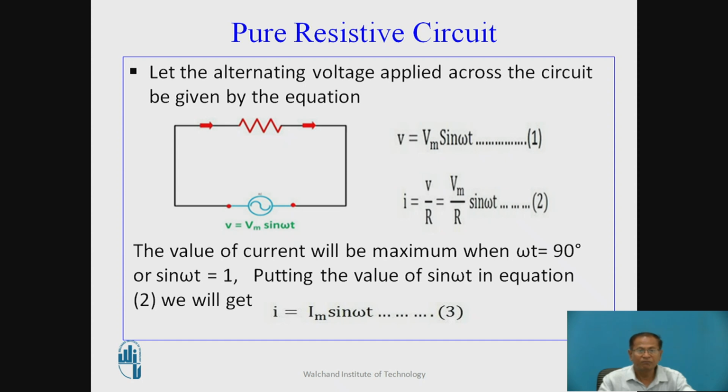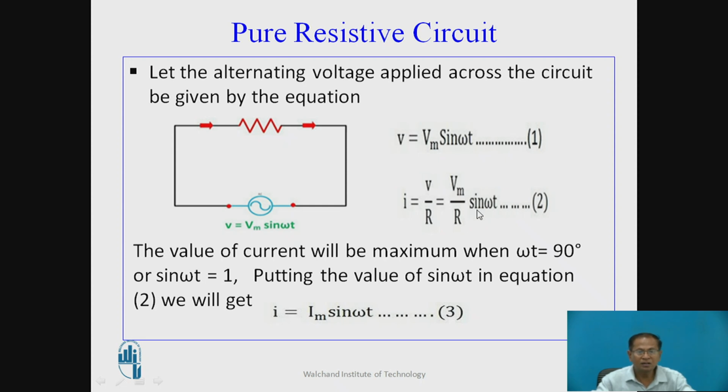Now, whenever the AC voltage is applied across the circuit, the current flows through it. Therefore, according to Ohm's law, I = V/R. As we know, V = Vm sin omega t. Therefore, I = Vm sin omega t / R, that is, I = (Vm/R) sin omega t.